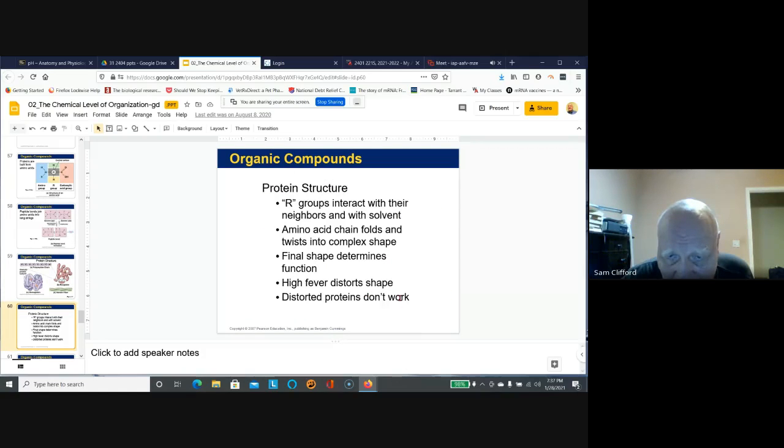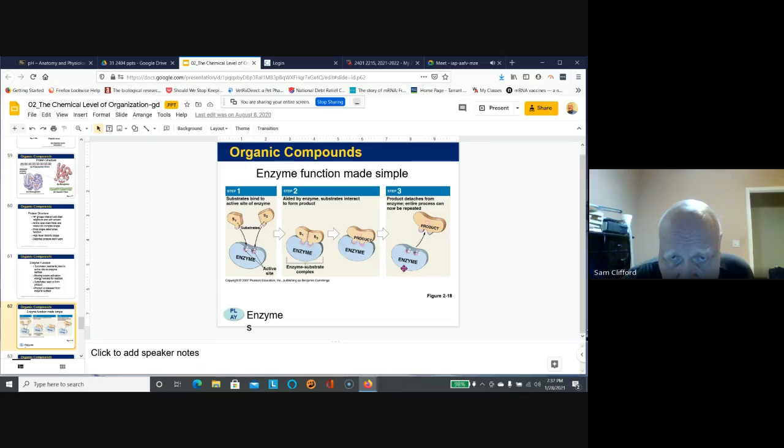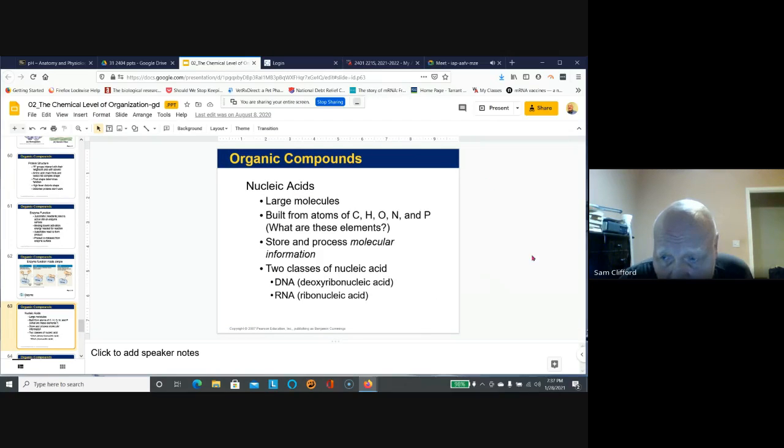Okay? An enzyme takes substrates, puts them in a favorable connection, and it makes a product, and it's not used up. Remember, an enzyme is a protein. That's all we need to know about that.